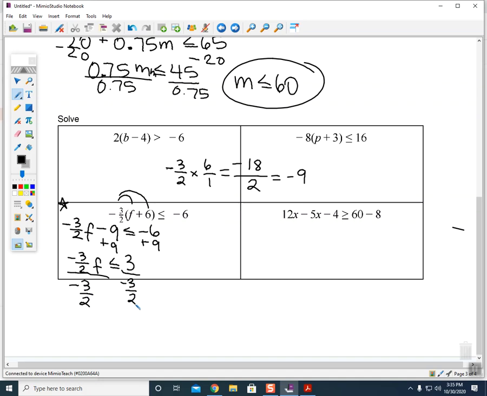Let's see, we've got 3/1 times, the reciprocal of 3/2 is going to be times -2/3. These are going to cancel. I've just got -2. So, I'm going to have f, I divided by a negative, so my sign needs to flip, is greater than or equal to -2.